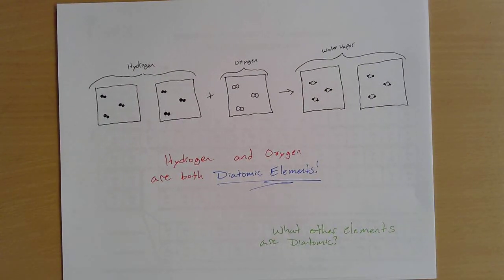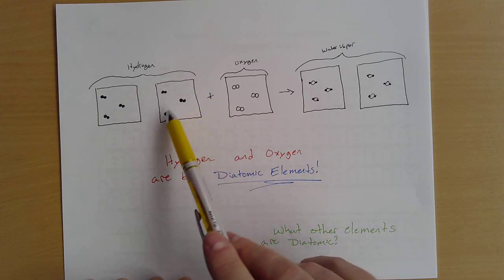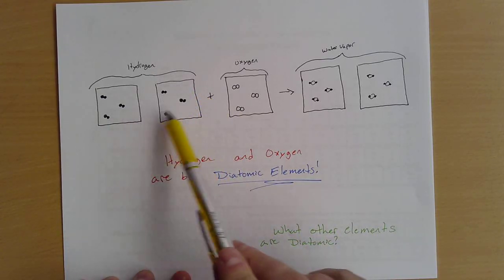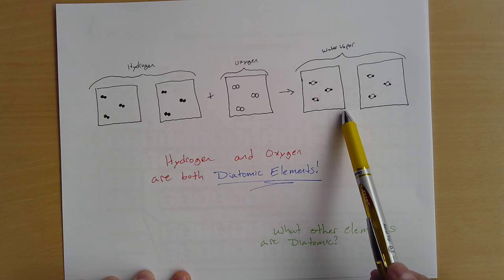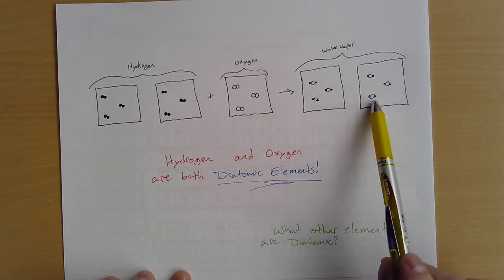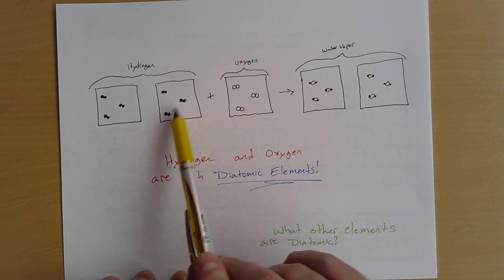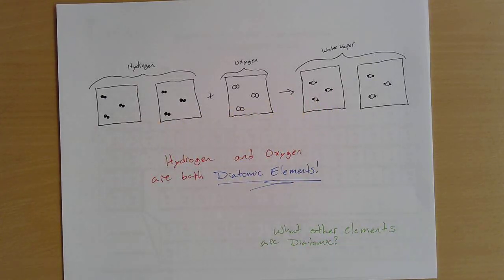So if we go back to our model and we realize that hydrogen and oxygen are both diatomic elements, this is what our model should look like. Oxygen is paired up. Hydrogen is paired up. We have 12 hydrogens. We have 12 hydrogens. We have 6 oxygens. We have 6 oxygens. I have 3 particles in this box. 3, 3, and 3. Everything makes sense.